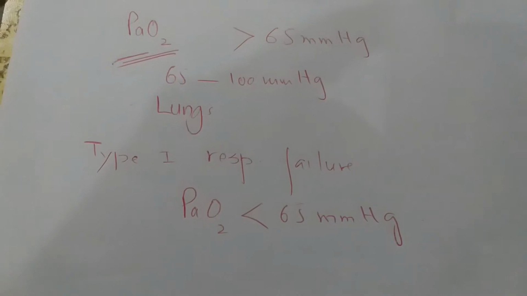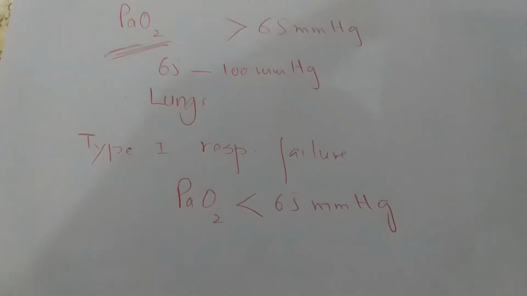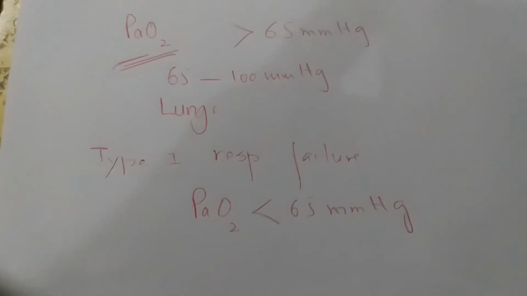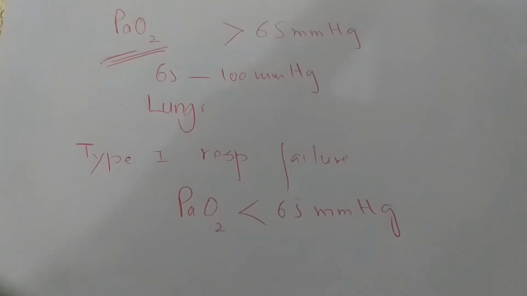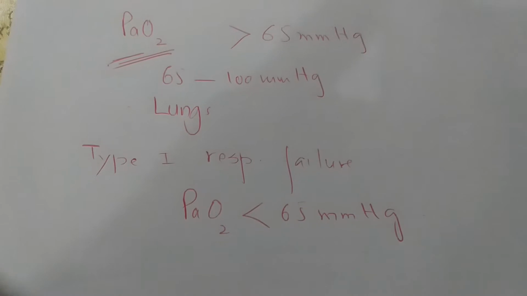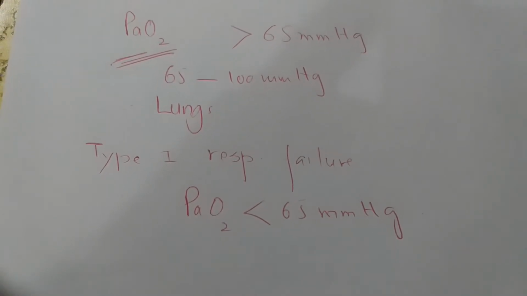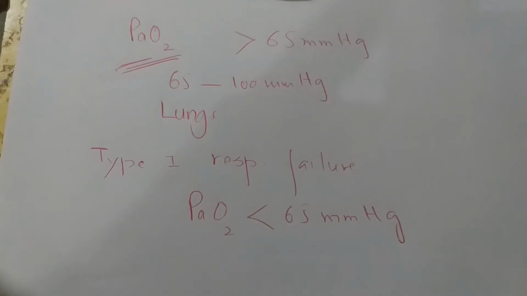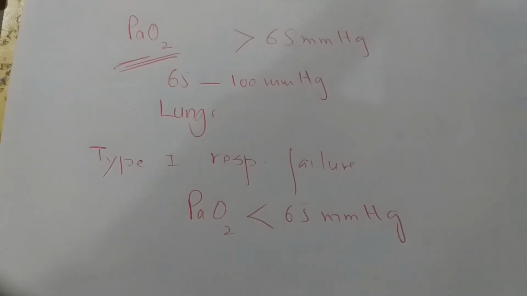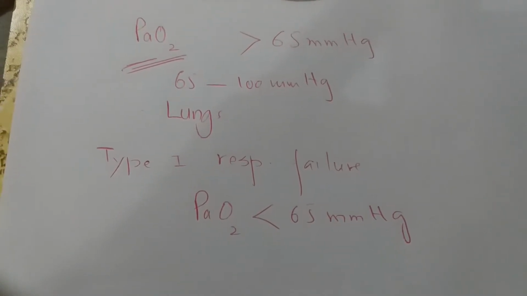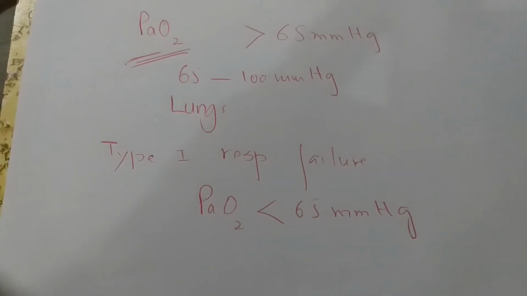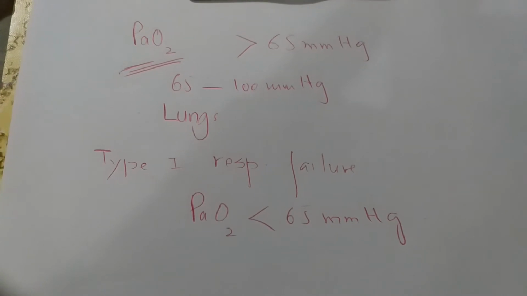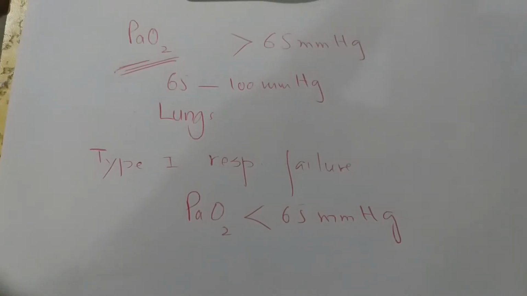There is variability in the ranges in different books, and different people talk differently, but it is better to remember it as around 60 to 65 millimeter of mercury. When the partial pressure of carbon dioxide goes higher than 65 millimeter of mercury, we call it type 2 respiratory failure, which happens in COPD, asthma, bronchoconstriction, any allergic bronchospasm. But type 1 respiratory failure is when the partial pressure of oxygen is less than 65 millimeter of mercury.